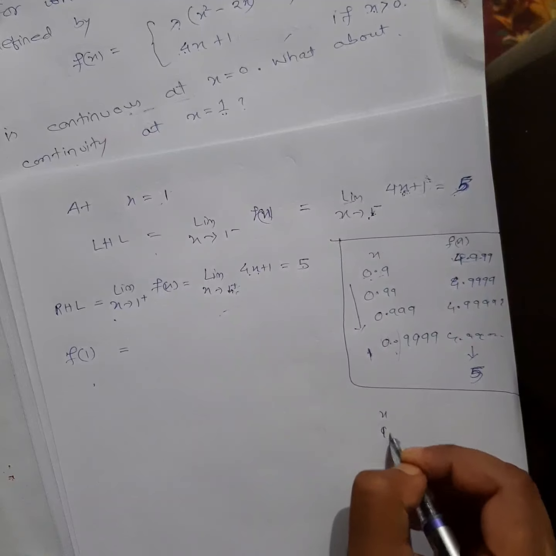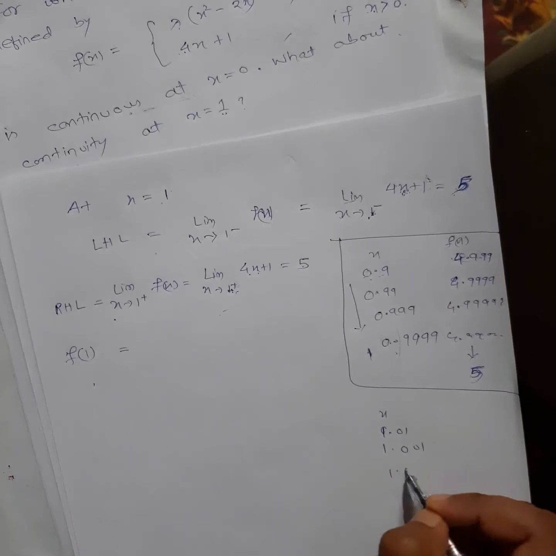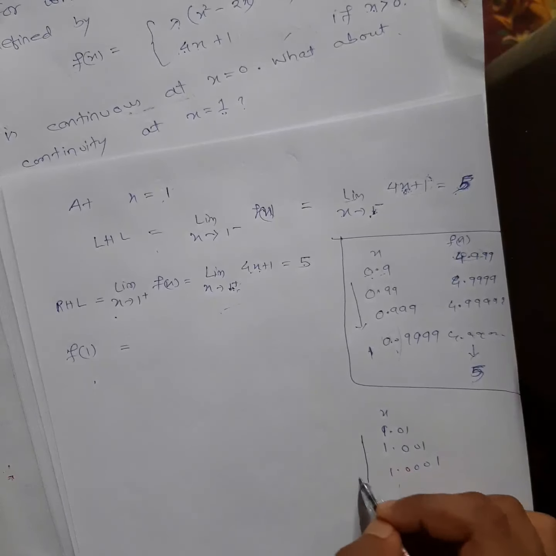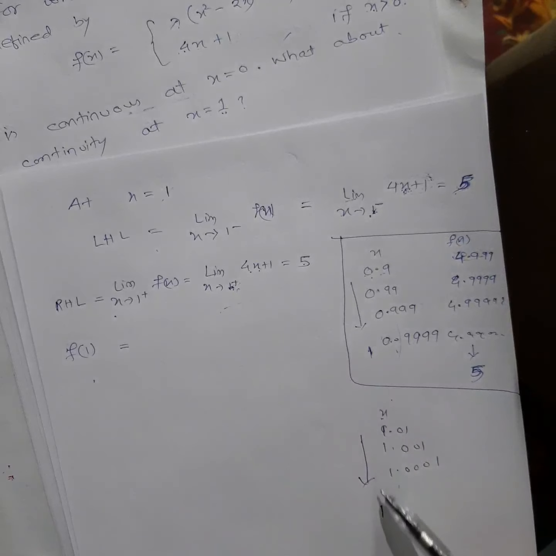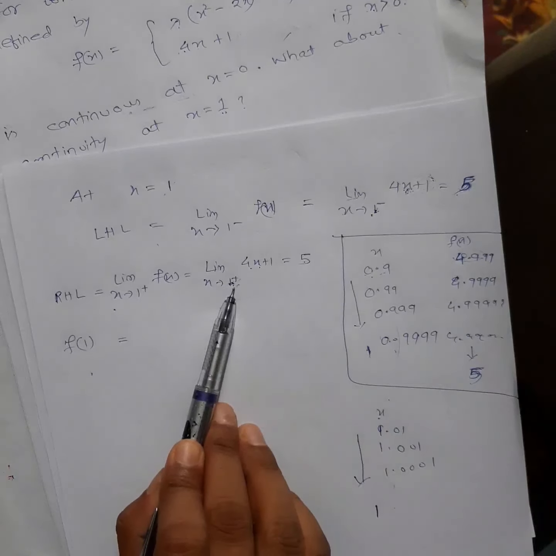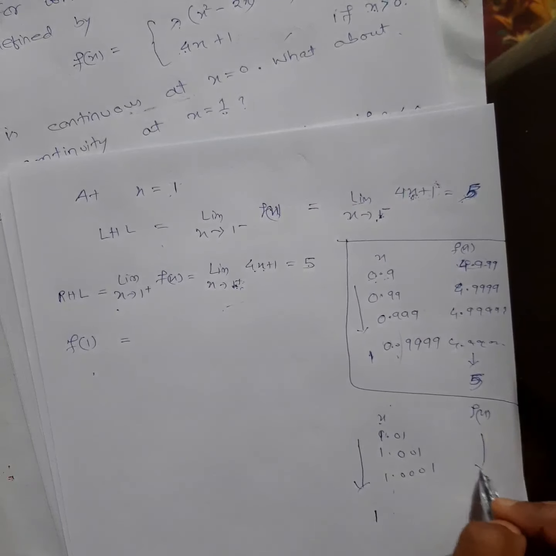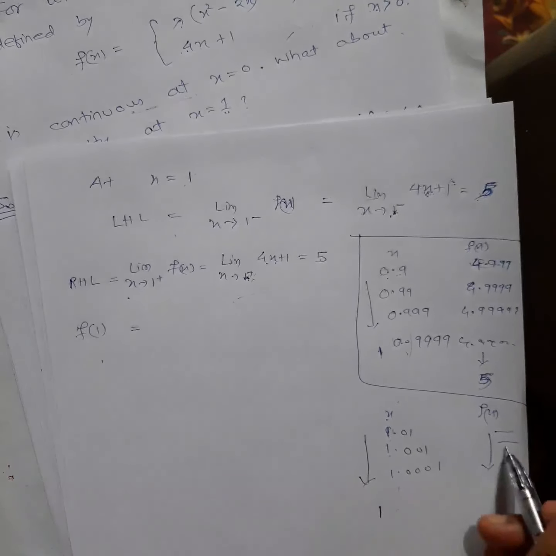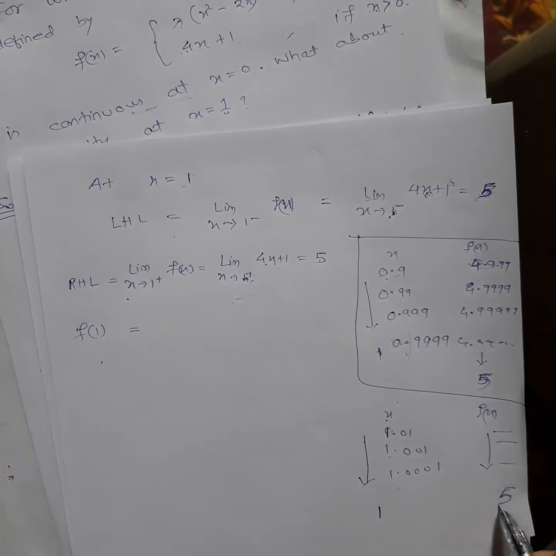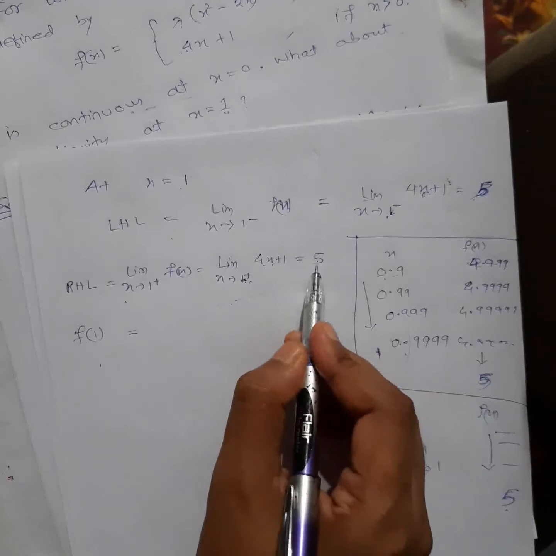So x, if you take 1.01, 1.001, 1.0001, like this, you can see it is approaching towards 1. So I have to take that kind of value. As your x tends to 1 from your right, what will your f(x) tend to? If you take x like this and find out f(x), you will see that it approaches 5 only. You will get 4.9, 4.99, like that, and finally it approaches 5. So that's why we got 5 here.